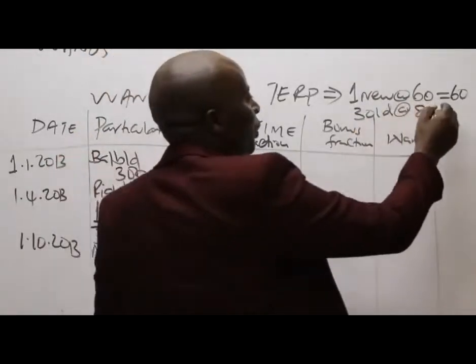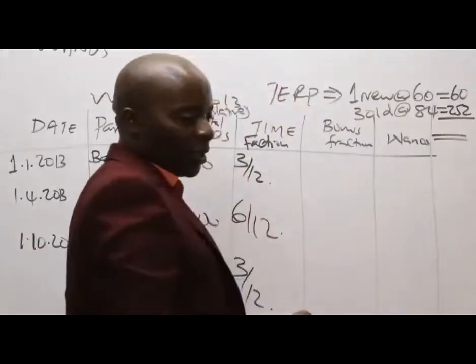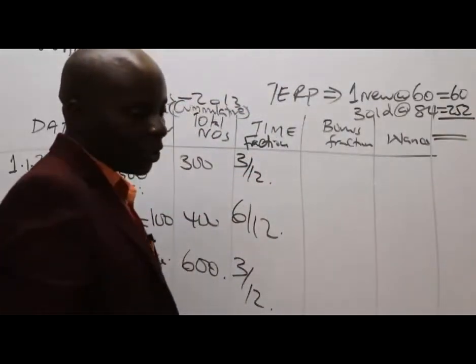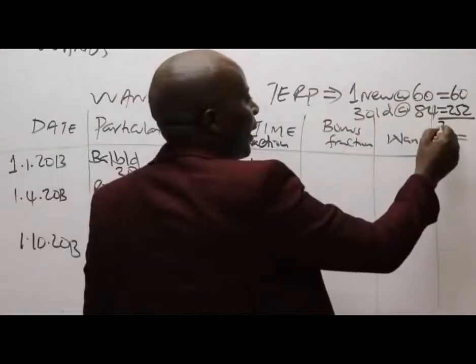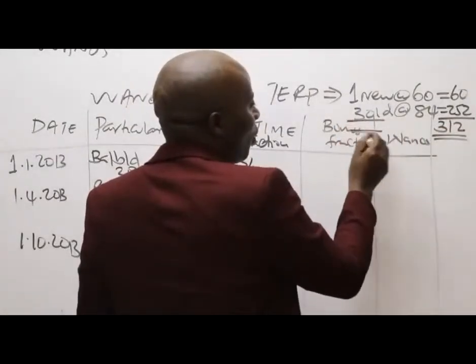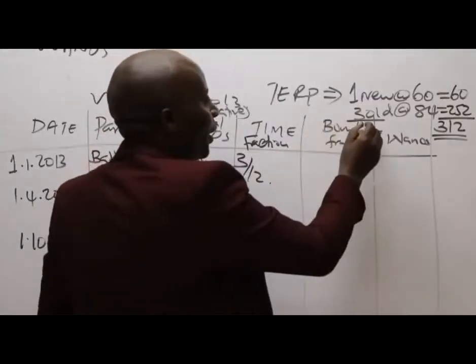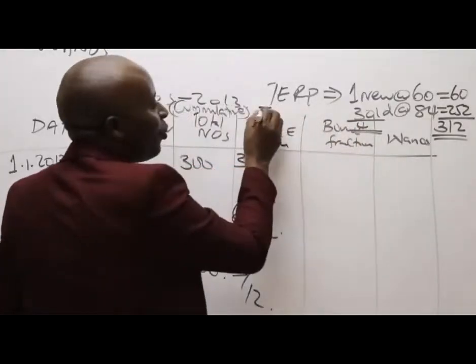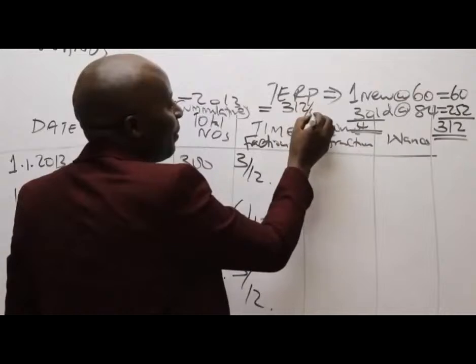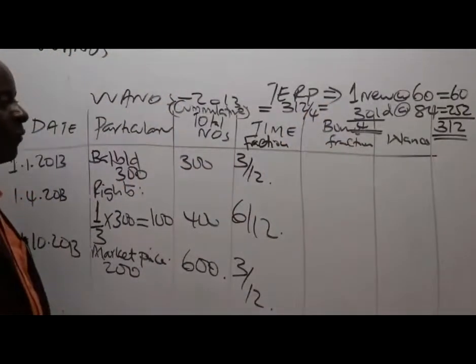252, thank you very much. So total gives me how much? 312. And this 312 now is for how many shares? If you add this, is for how many shares? 4 shares. And therefore the term will be 312 divided by 4, which gives me 78.